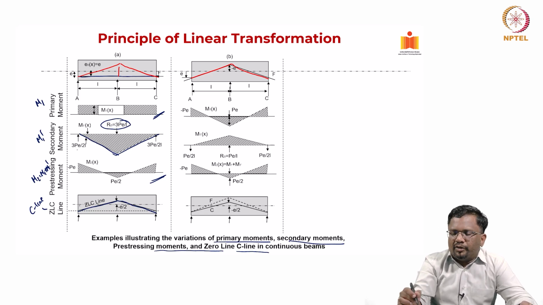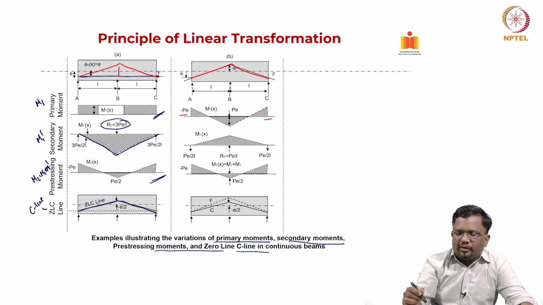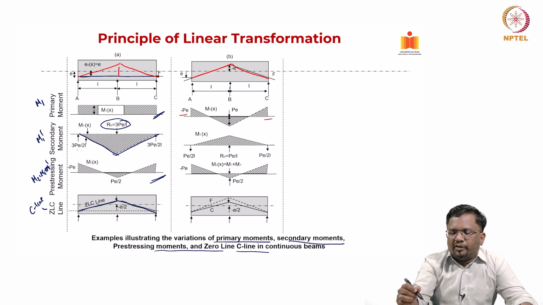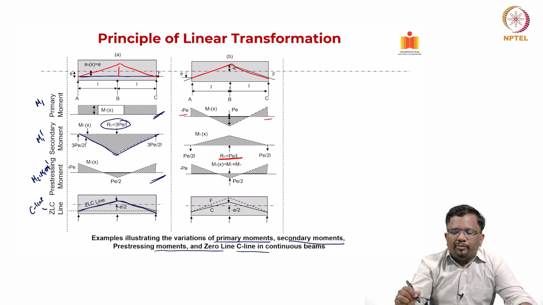the secondary moment, you get the primary moment as this, again minus P into E, here plus P into E, and here it is minus P into E. Primary moment, you know that it is just the multiplication of the eccentricity with the pre-stressing force. Now again for this profile, let us say that using some method of superposition, I calculate this reaction that is required, because again it is a continuous beam.